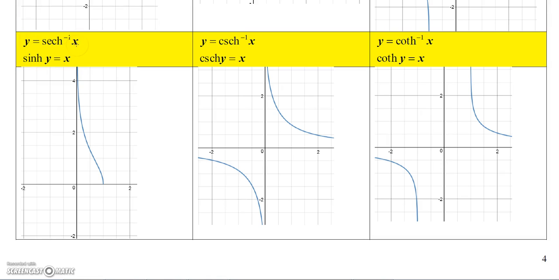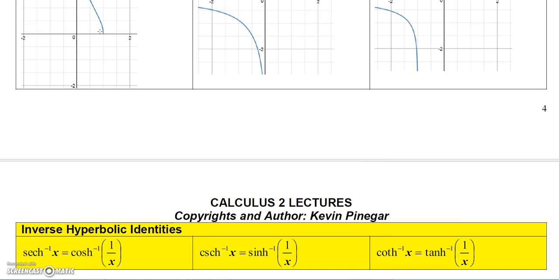And then here are the graphs of the other inverses. Hyperbolic secant inverse. That actually should say secant, not sine. So that should say hyperbolic secant of y equals x. And then here, y equals the hyperbolic cosecant's inverse. So that would be hyperbolic cosecant of y equals x. And then over here is the inverse of the hyperbolic cotangent, which would be equivalent to saying the hyperbolic cotangent of y equals x. So those are the inverse hyperbolic functions and their graphs.